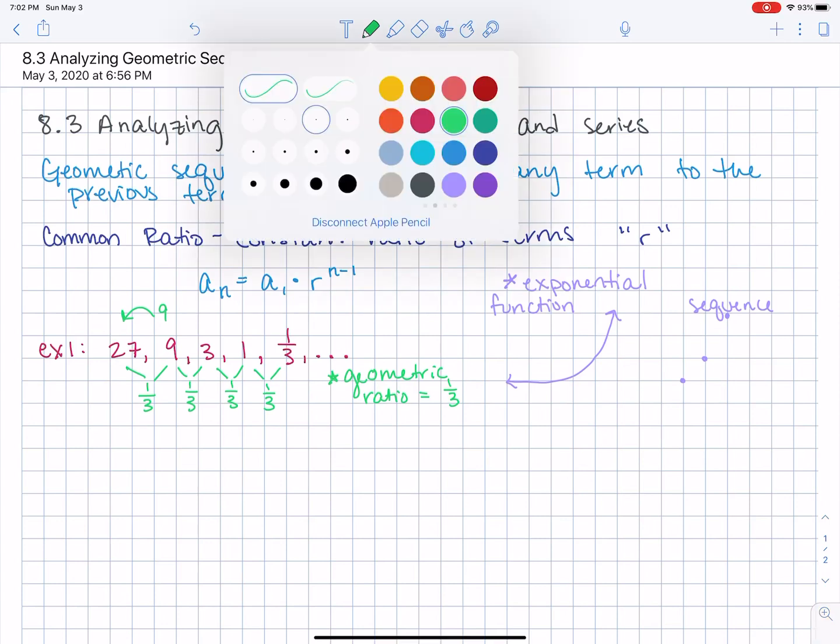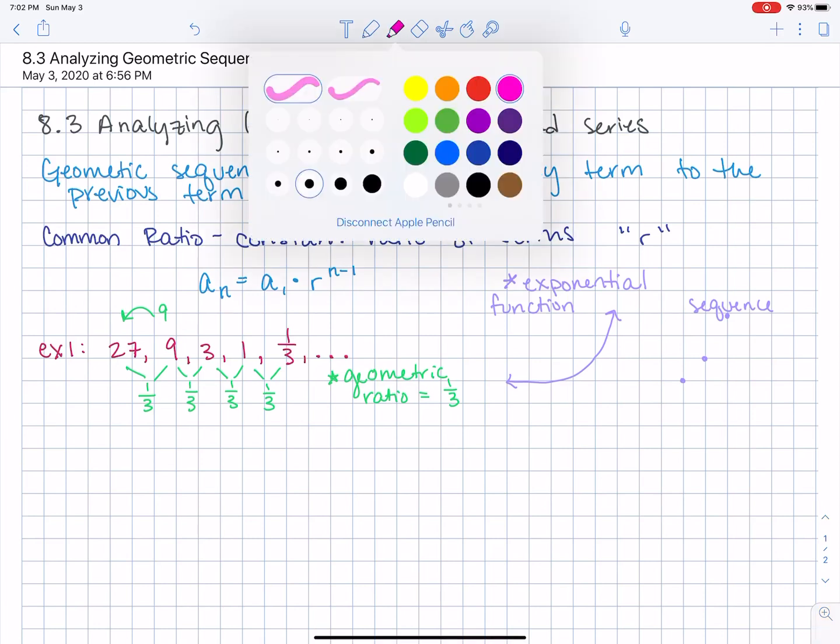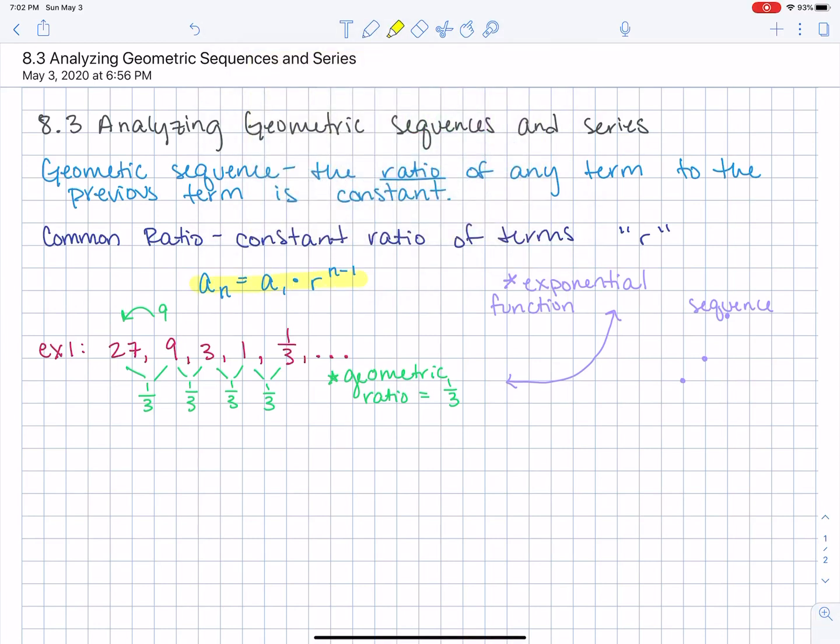So now when we write this, we're going to use this formula up here. A sub n is equal to A1 times R to the power of n minus 1. It's super simple. All we need is this first term, which is 27, and our common ratio, which is 1/3. Plug this in: A sub n is equal to 27 times 1/3 to the power of n minus 1. And that is how we write these rules for geometric sequences.